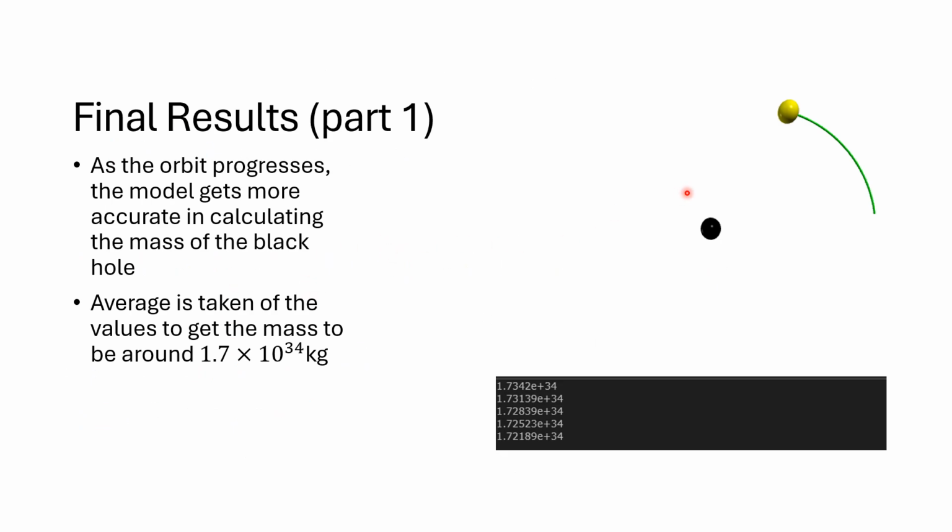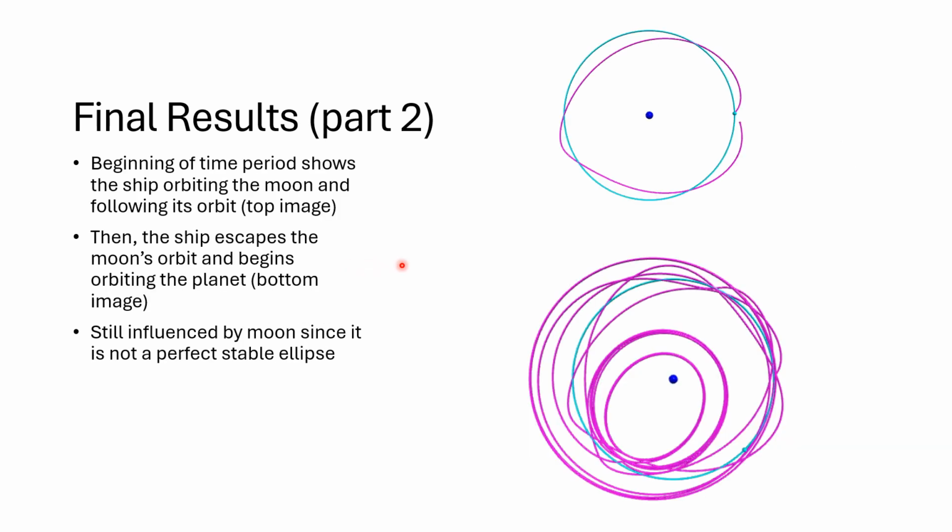Now for part one, just a simple elliptical orbit. And then down here you can see the outputs for the mass, roughly 1.7 times 10 to the 34th kilograms. And yeah, as the model progresses, it gets more and more accurate as you take the average. And yeah, it's again that 1.7 times 10 to the 34th number. And then for part two, the ship orbits the moon for a little bit. You can see it goes like this, and then it orbits around the moon a little bit. See, it does that a little more, and then it eventually balances into an elliptical orbit or a couple of different elliptical orbits. But it is influenced by the moon because it's not just one ellipse. So it's definitely influenced by both objects, and that's what we were trying to do.